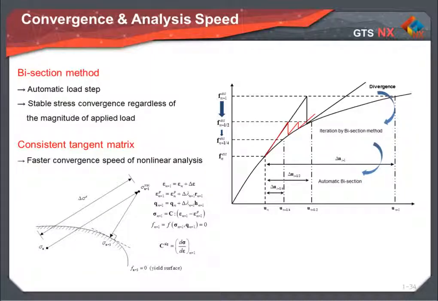GTS NX performs this load bisection automatically until the user-defined maximum bisection level is reached. Of course, it is always better to have an appropriate load step defined in the first place, but this feature can help us solve our model instead of receiving non-convergence in the last step.